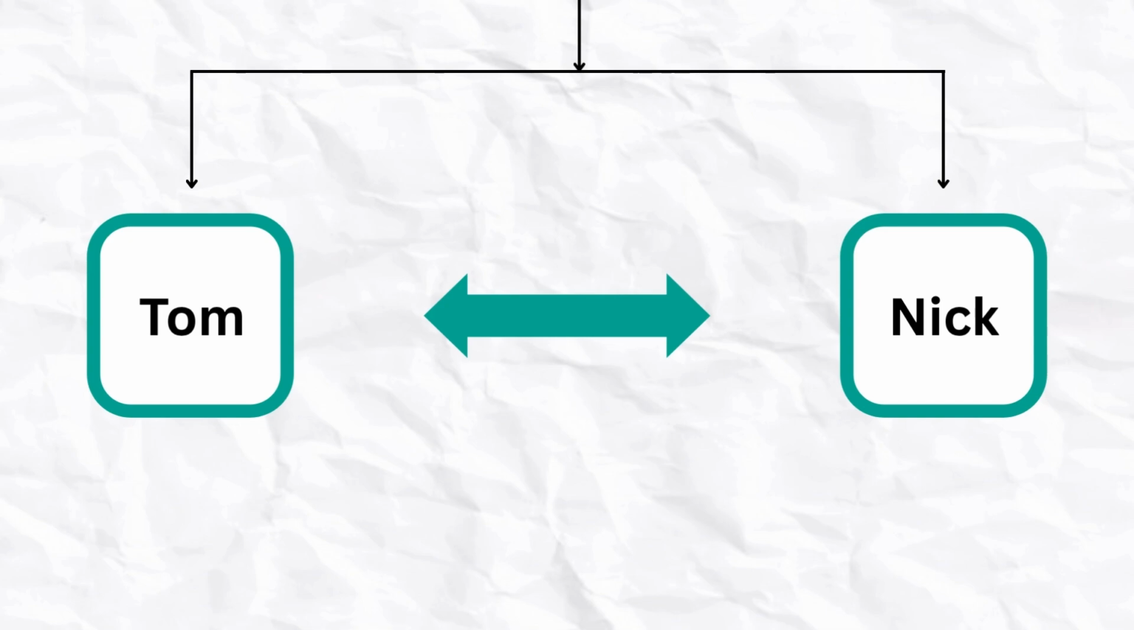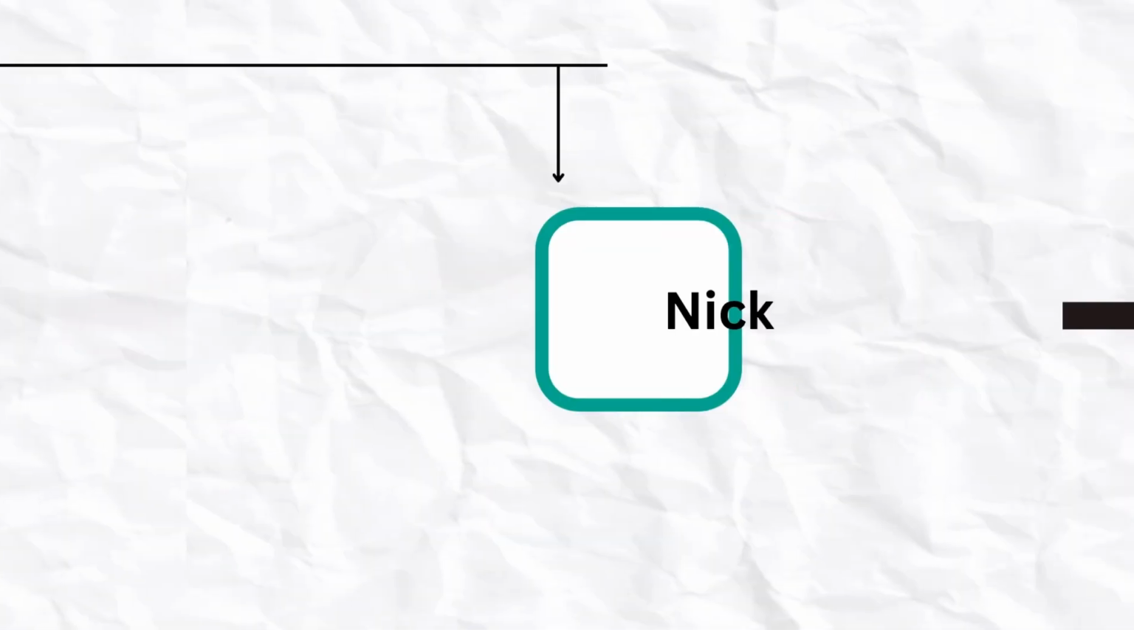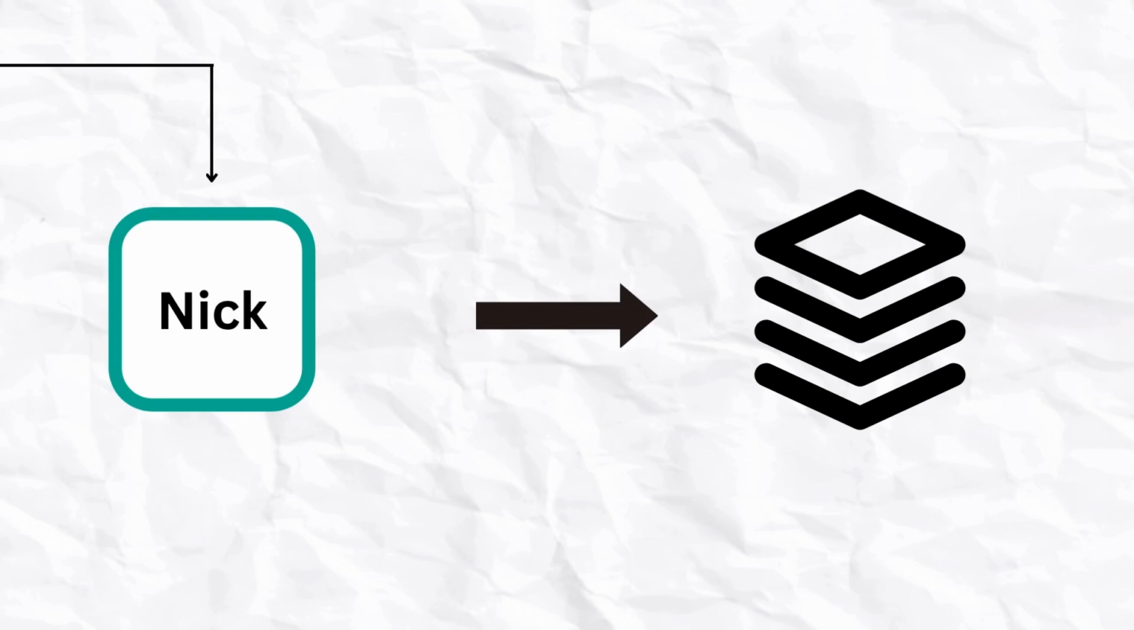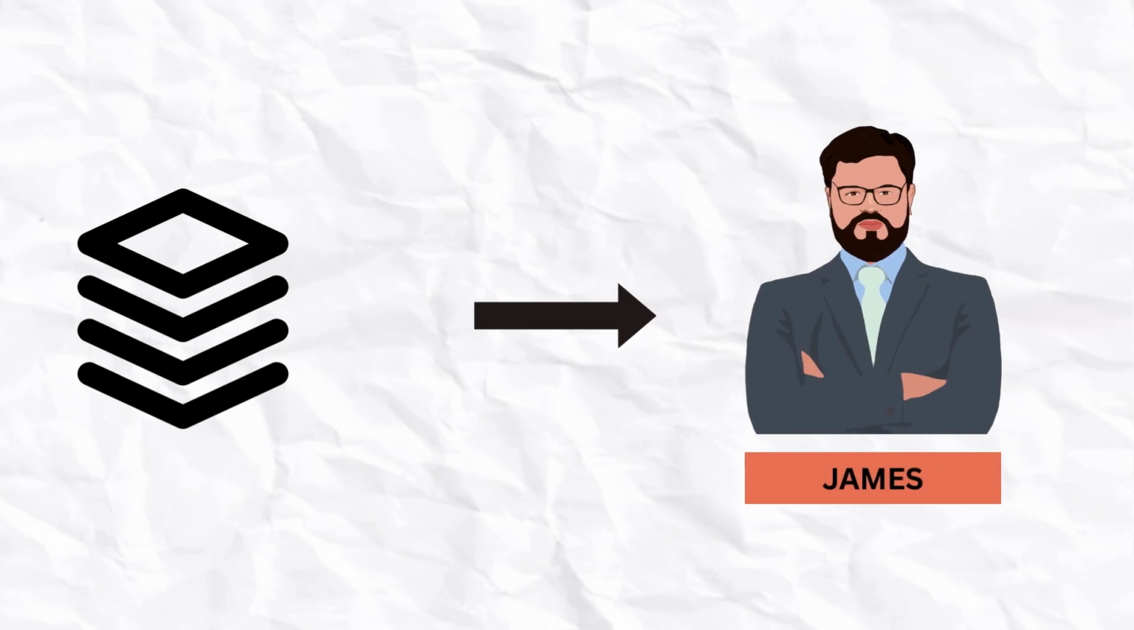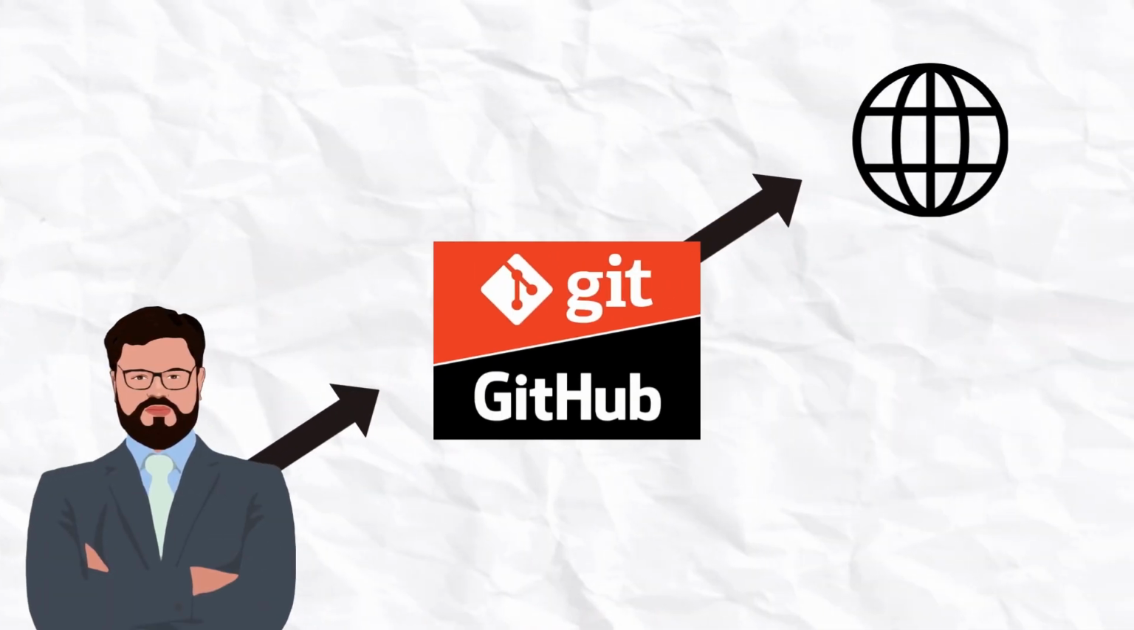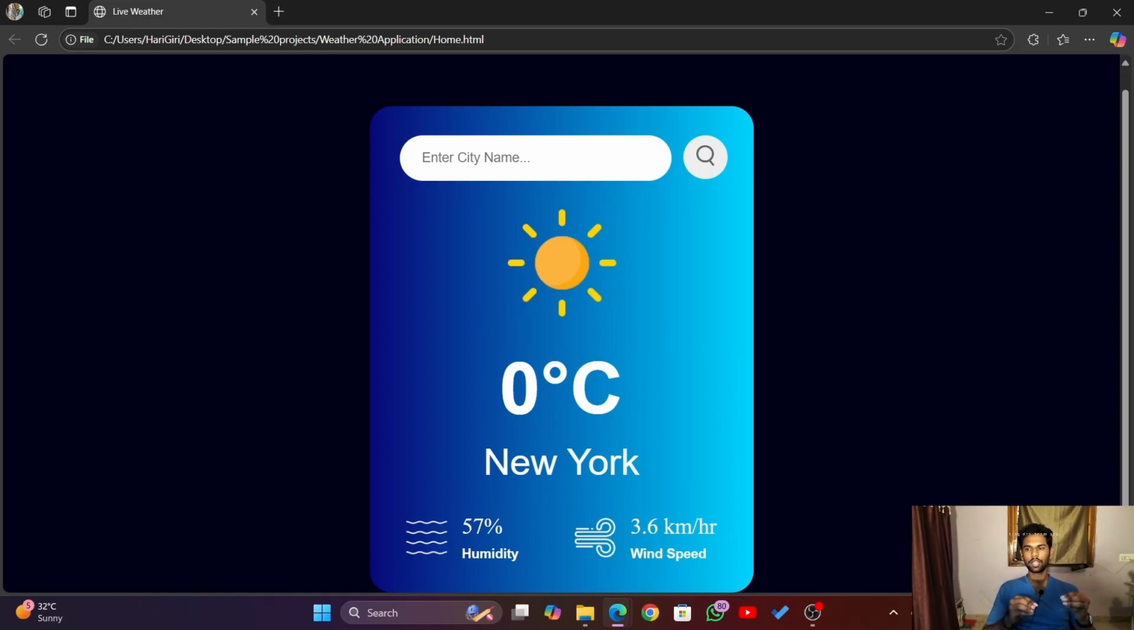After completing both of them, Tom will send his project to Nick's branch, and Nick will start to work on the JavaScript by keeping this HTML and CSS as reference. After completing the JavaScript file, Nick will push those files, the HTML, CSS and JavaScript files together to the main branch. Now James is going to host this weather application online using GitHub. See, this one is a very easy task. You can do it on your own.